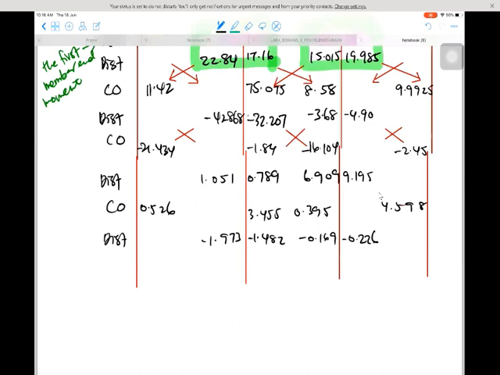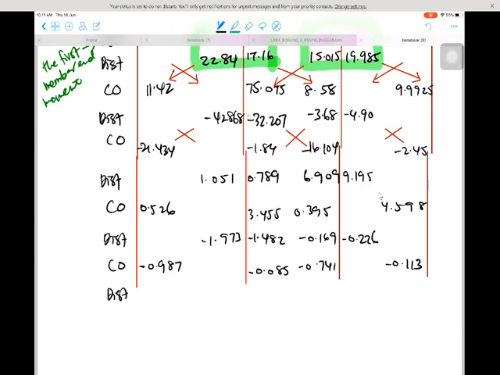Okay, we continue again. Carry over. 1.973 divided by 2 is negative 0.987. 1.482 divided by 2, negative 0.741. 0.169 divided by 2 is negative 0.085. 0.226 divided by 2 is negative 0.113. Okay, we distribute again.